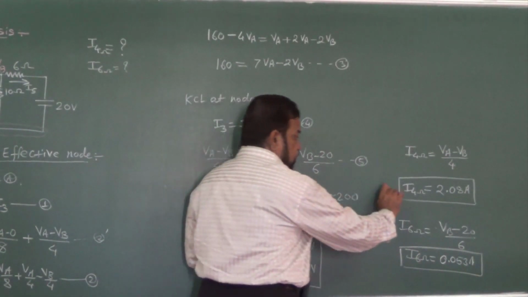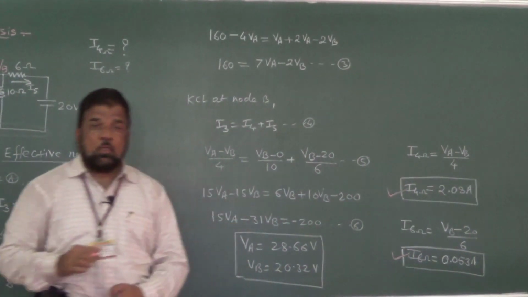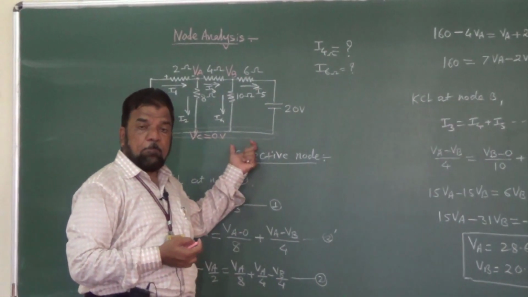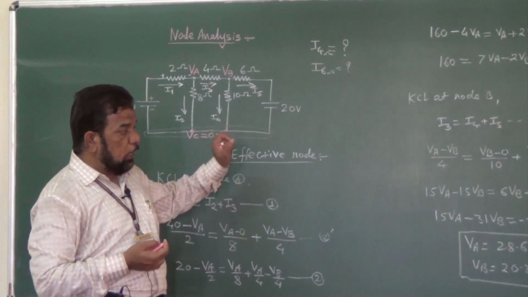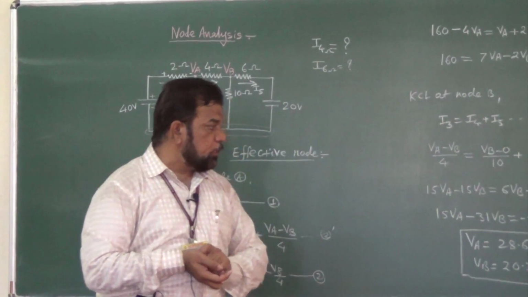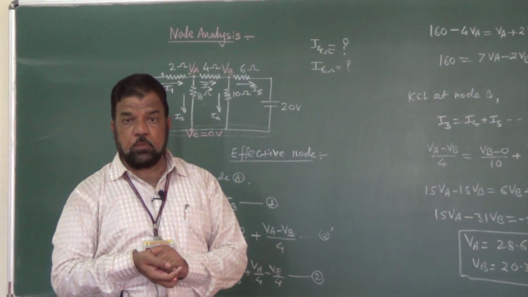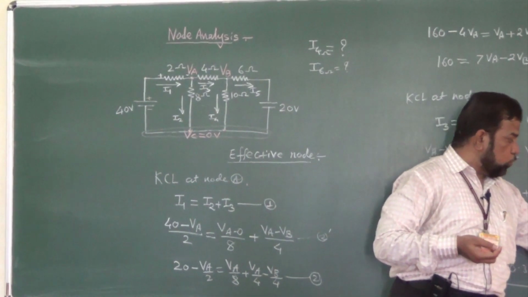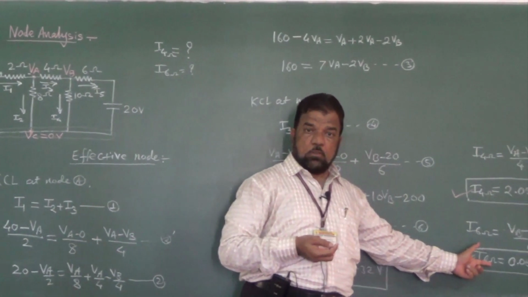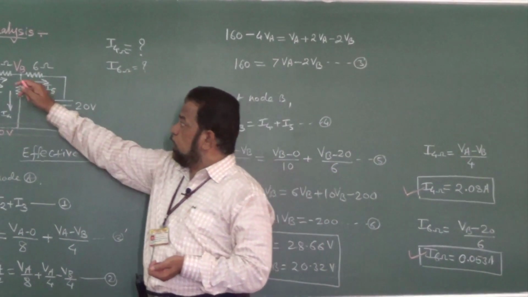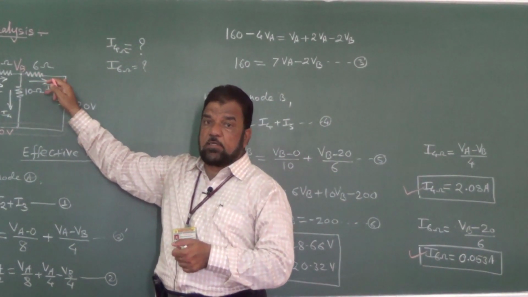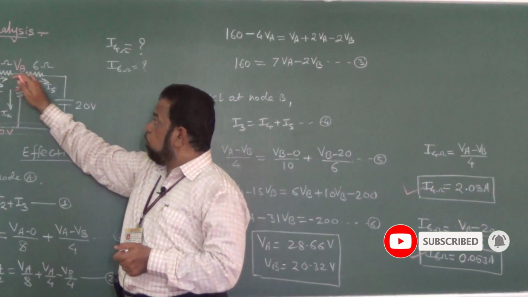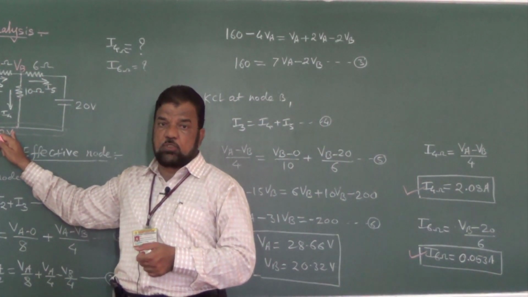So these are our final conclusions. I conclude that the currents flowing through the 4 ohm and 6 ohm resistances of the given circuit using the node analysis method are 2.08 ampere and 0.053 ampere. One more point to be noted is that the sign here is positive, and here also the sign is positive. It indicates that whatever current direction we have assumed is correct. That means current is flowing from node A to node B, whereas this current is flowing from node B to node C, that is the reference potential.